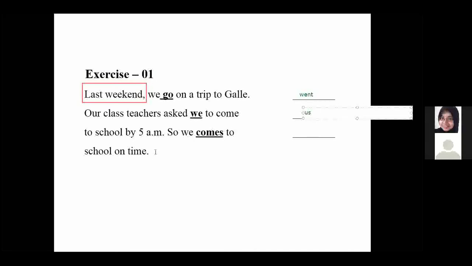And then the next one. So we comes, again there's a mistake with the verb, with the tense, because we have already said the clue word is last weekend. So it's a completed action, right? So what is the past tense of come? Yes, you have got it correct. It is came, right? So this is the correct answer for these questions. So this is a very simple one. Now let's move on to the next one. Hope you have understood this, right?